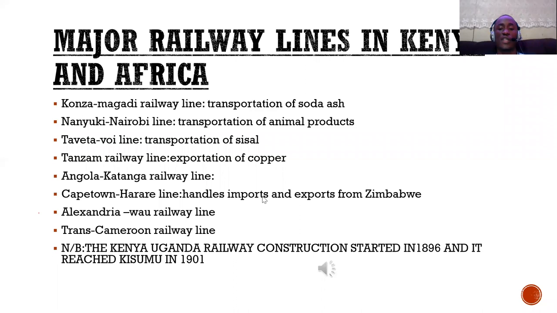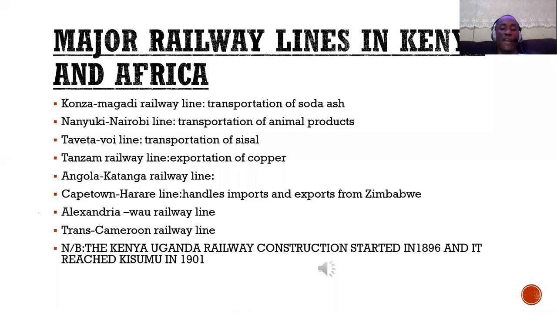So Zambia is a neighbor of Zimbabwe, and these are two landlocked countries. Zambia depends on the port of Dar es Salaam, which is in Tanzania, while her neighbor, Zimbabwe, depends on the port of South Africa, that is Cape Town. So South Africa constructed a rail line from Cape Town to Harare. Remember, Harare is the capital city of Zimbabwe. So the Cape Town Harare line handles imports and exports from Zimbabwe.